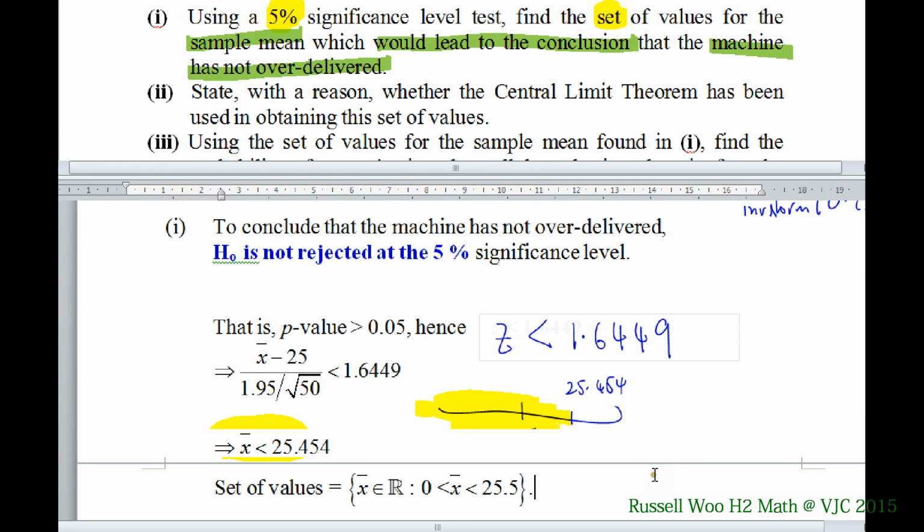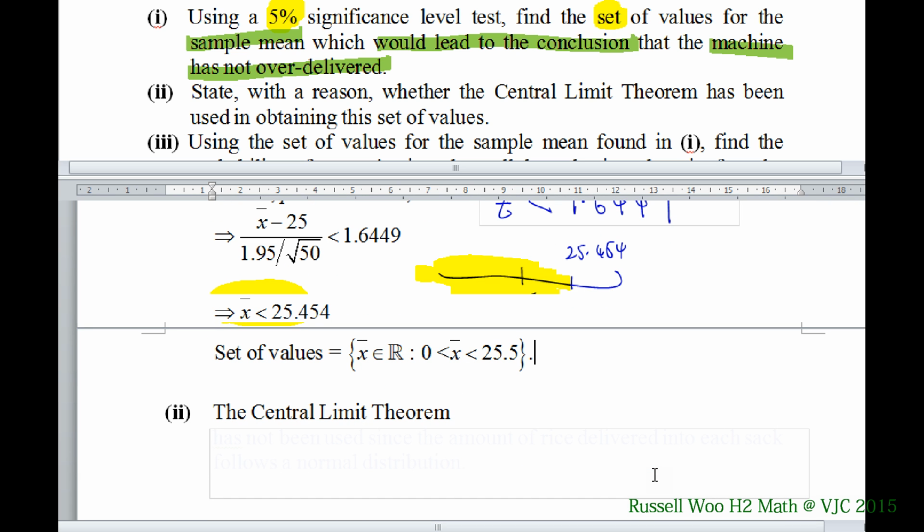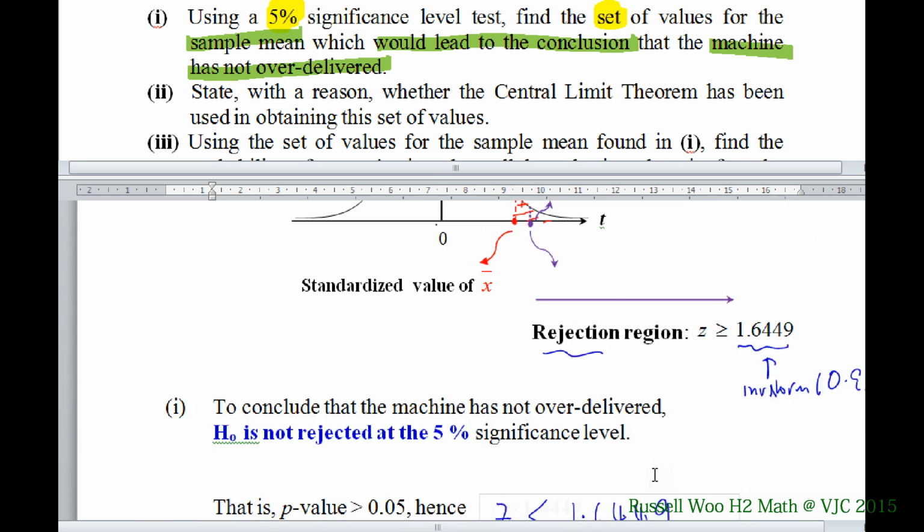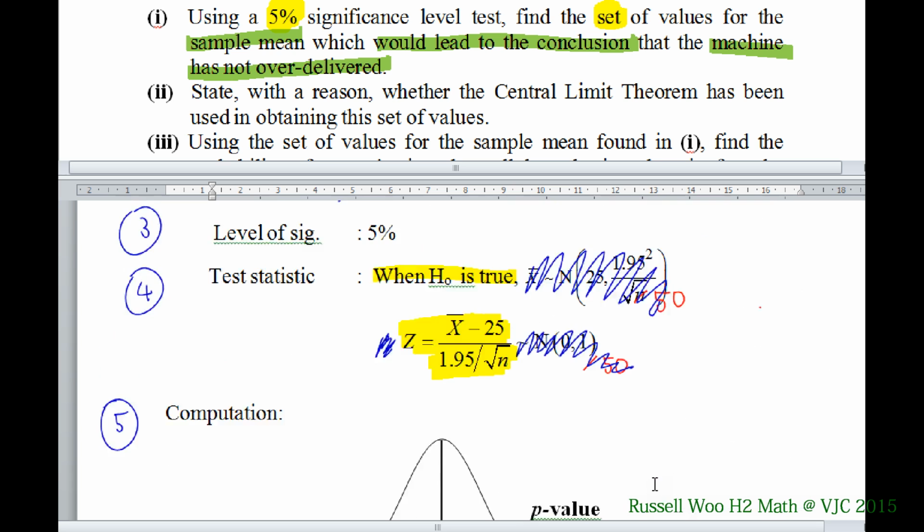Part 2. State with the reason whether central limit theorem has been used to obtain this set of values. Have we used central limit theorem? Did we use central limit theorem? Throughout our calculations, have we used central limit theorem?